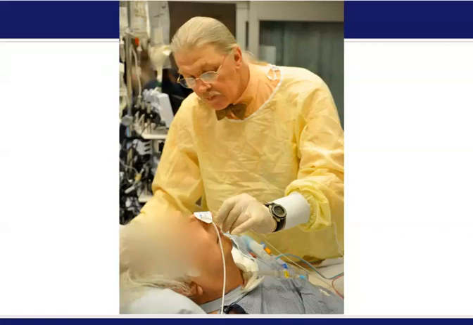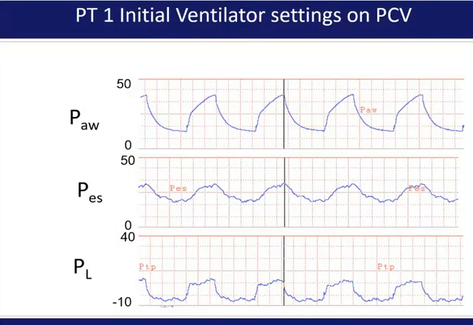So we called this man, who was one of my mentors, Ray Ritz. He's actually not a doctor. He's a respiratory therapist and a respiratory physiologist. And Ray placed an esophageal balloon in the patient. And once we had the balloon in, we made these measurements, and I'll just walk you through what you're seeing. At the top is the airway pressure. In the middle is the esophageal pressure, and on the bottom is the calculated transpulmonary pressure. So we take the airway pressure, we subtract the esophageal pressure, and that gives us the transpulmonary pressure.